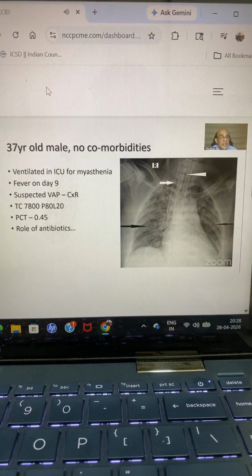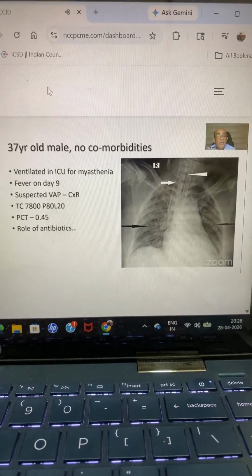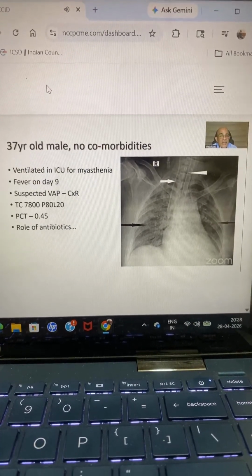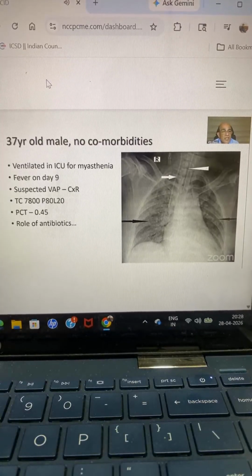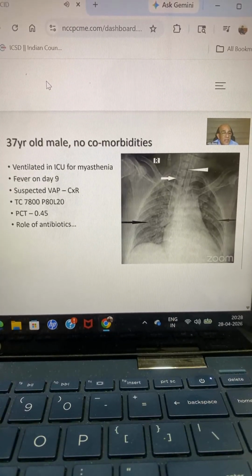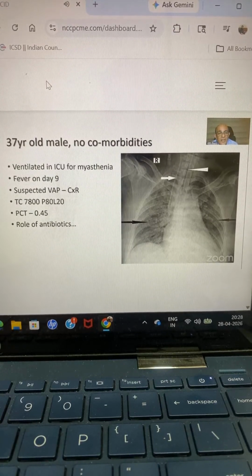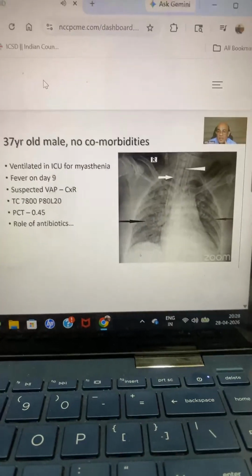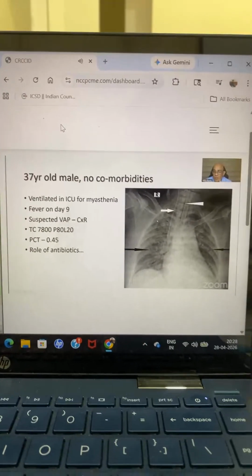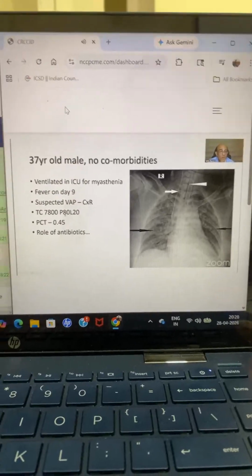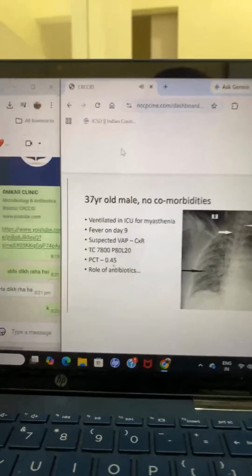The last case is a 37-year-old male with no comorbidities. He has myasthenia. He was ventilated in the ICU. On day 9 of ventilation, they were considering tracheostomy when he developed fever. There was a suspected VAP. This is the chest X-ray, what we would refer to as a dirty X-ray. The count is normal. The procalcitonin is normal.